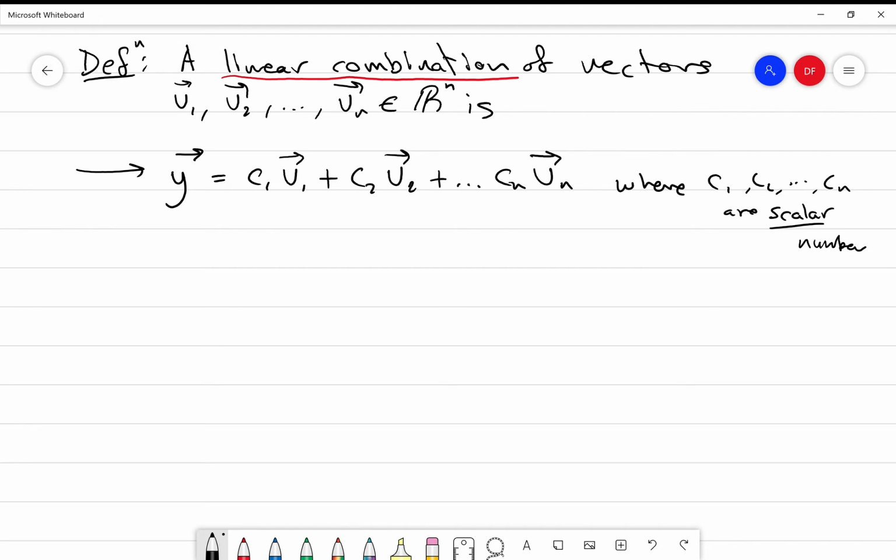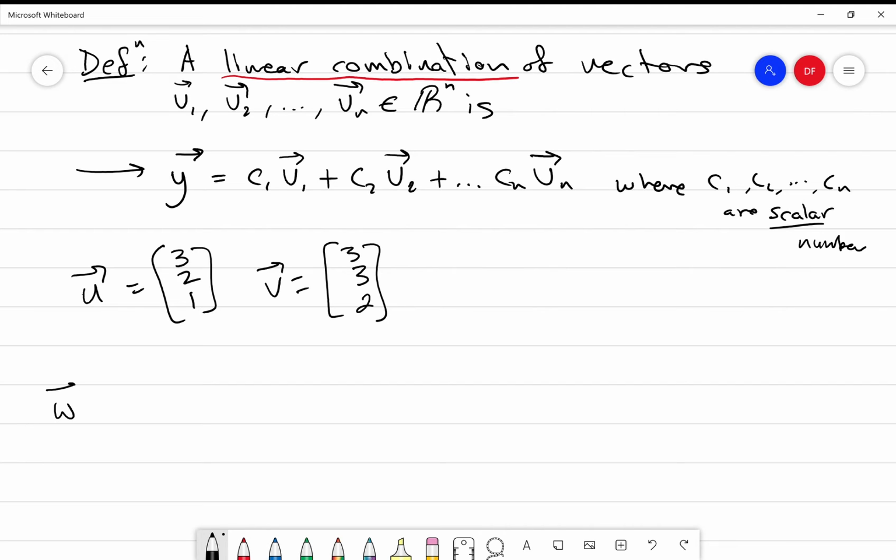So, for example, let's say I have two vectors, u equals (3, 2, 1), and v equals (3, 3, 2). Then a linear combination of these two vectors, I can say, for example, w equals 2 times u minus v. This is one linear combination of u and v.